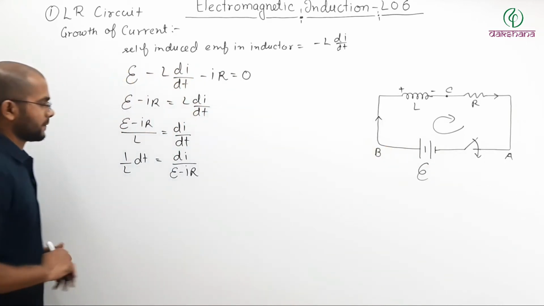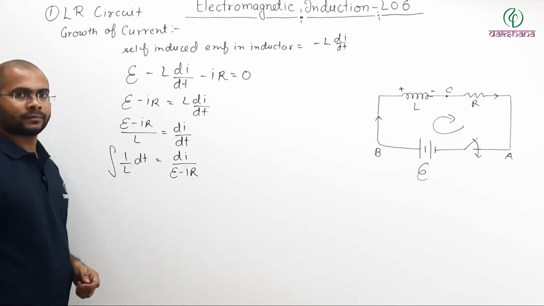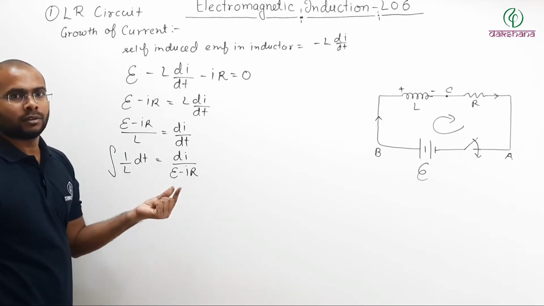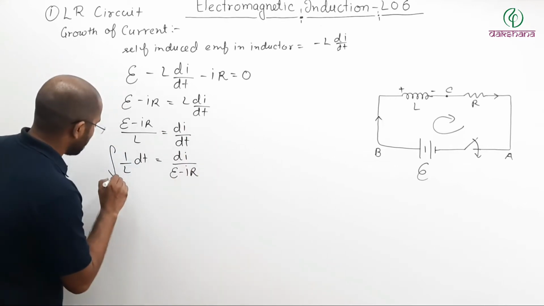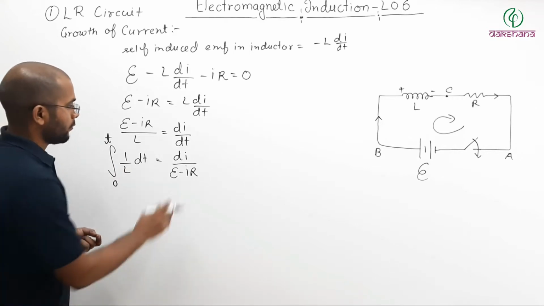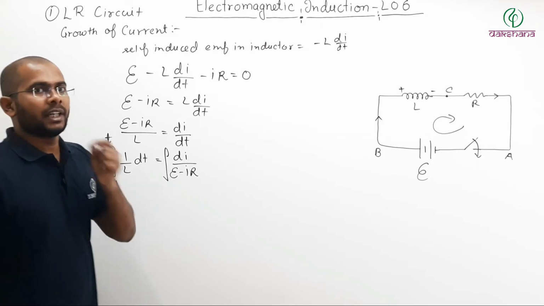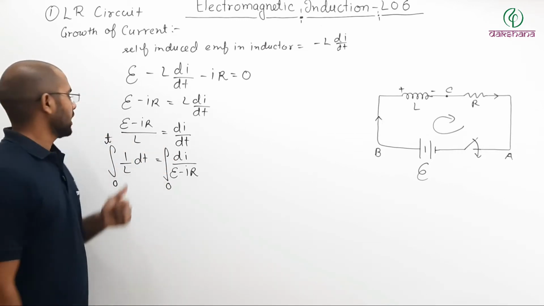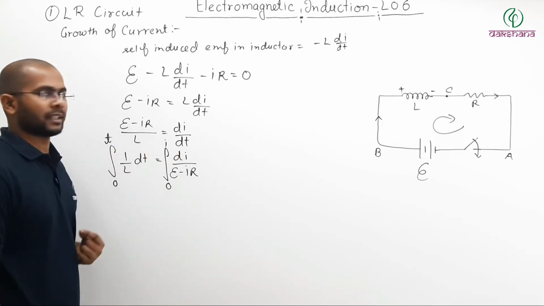So here I can integrate this. How? At t equals 0, current is 0, and we want current at time t. So I will integrate this from 0 time to t. At t equal to 0, the initial current is 0. At t, current is I. So integrating like this.